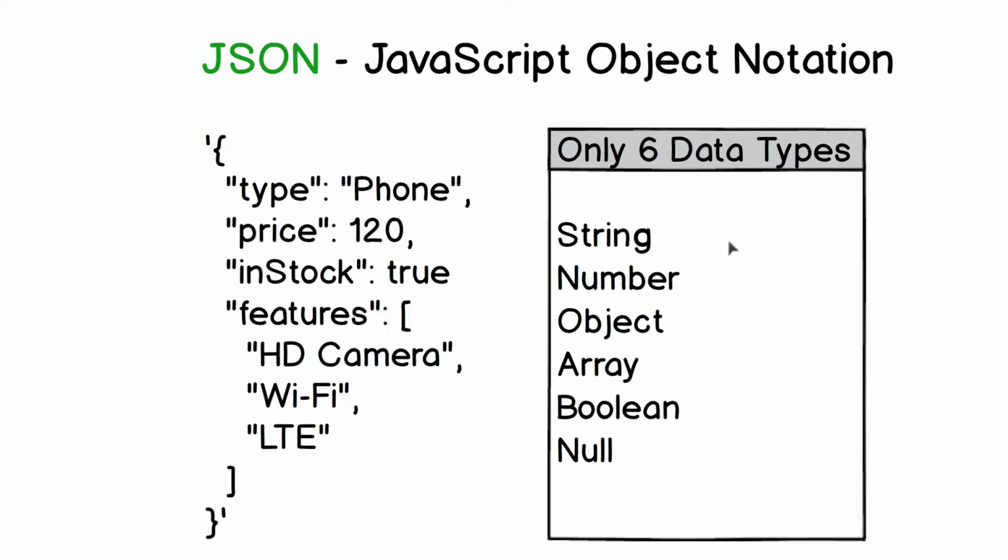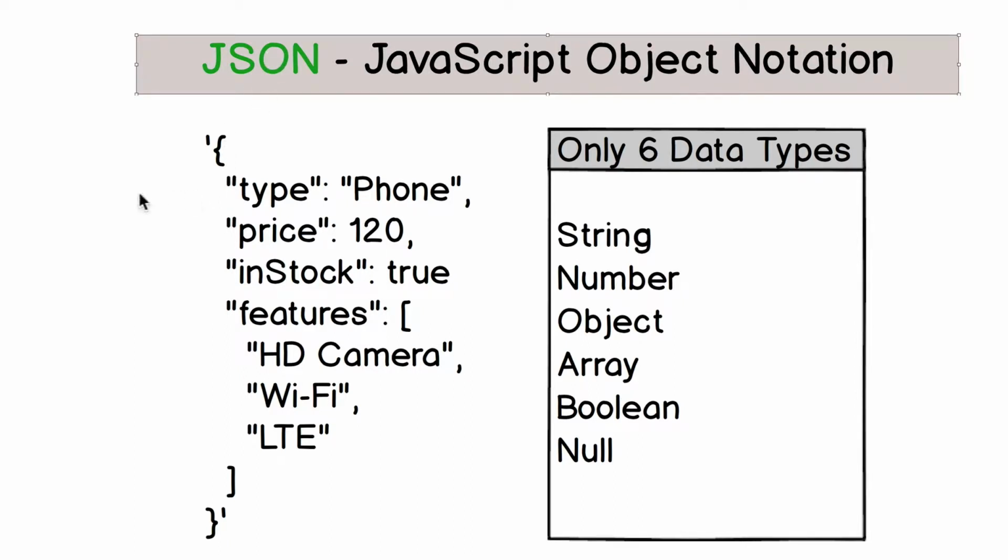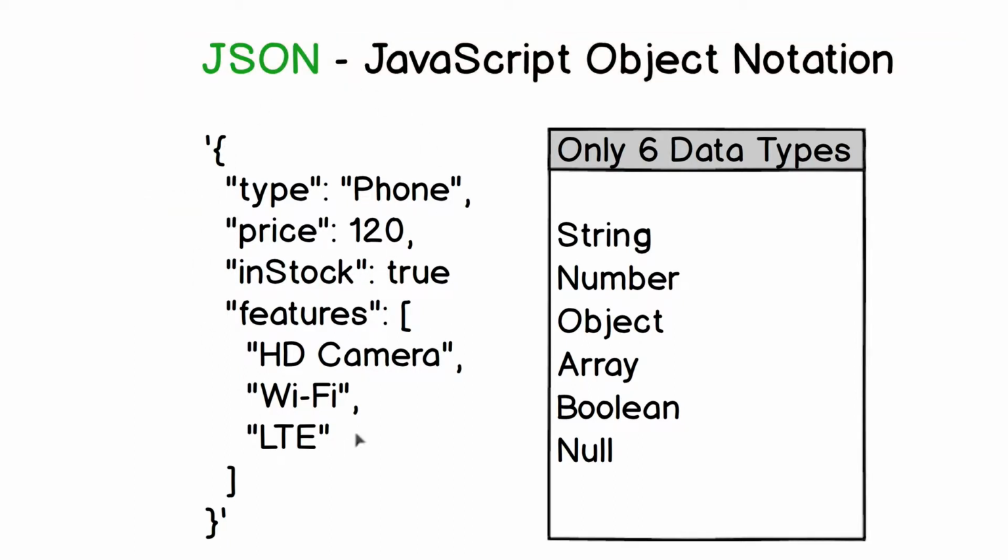And here on the right you see the 6 data types that are supported by JSON: string, number, object, array, boolean and null. Let's briefly summarize. JSON is usually used for data exchange, and it is represented as a string. Inside, it is an object with key-value pairs. All keys must be surrounded by double quotes, and JSON supports 6 data types.